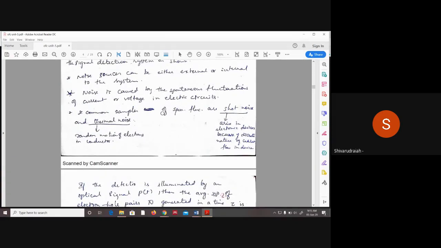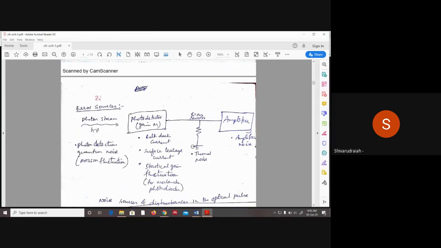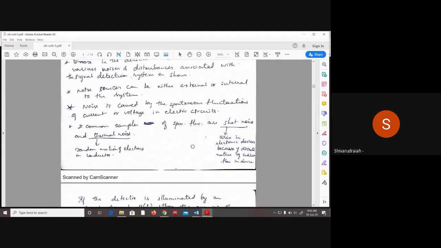Spontaneous fluctuations are also introduced here at the receiver section. You can see spontaneous fluctuations in the signals are because of two types of noises, such as thermal noise. Thermal noise is introduced by your bias resistor, and this thermal noise arises because of the random movement of the electrons in a conductor. Okay, so because of the random nature of the movement of the electrons in a conductor, we get a noise called thermal noise.